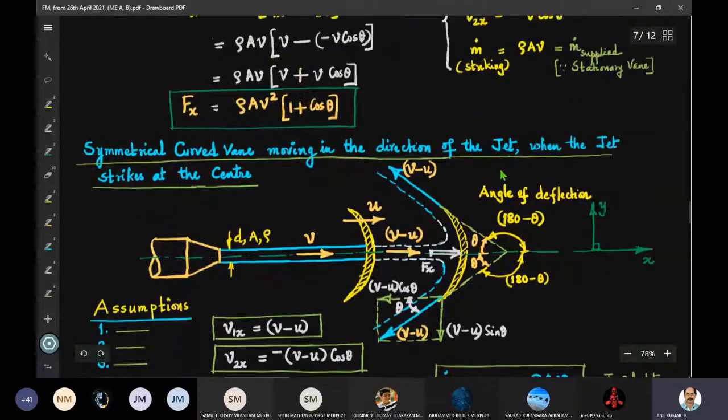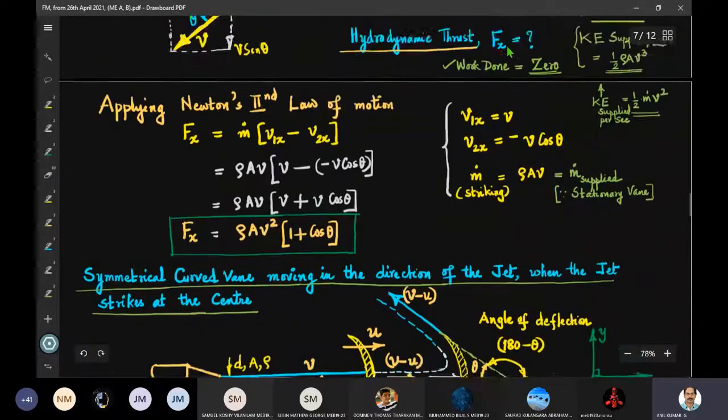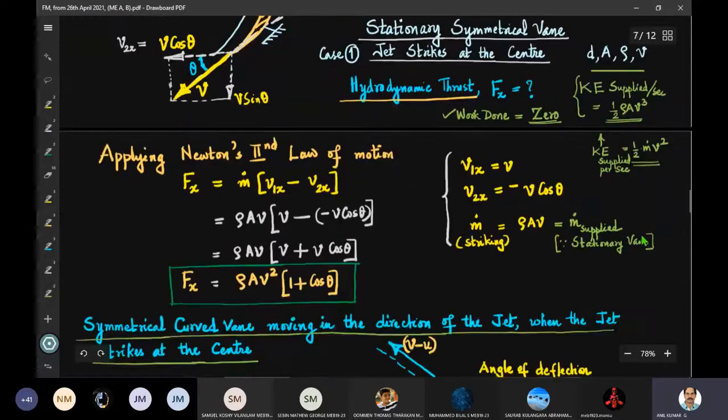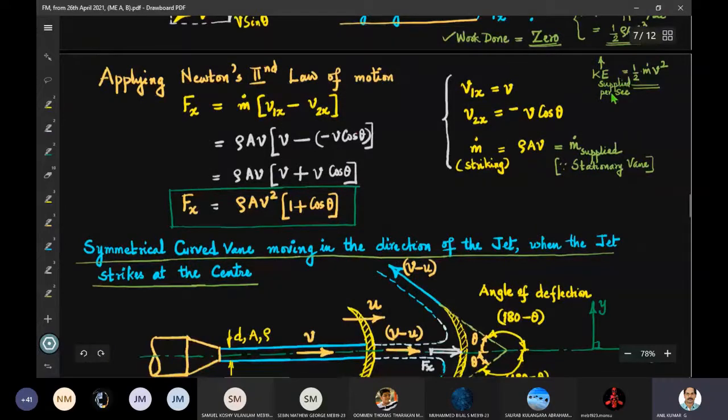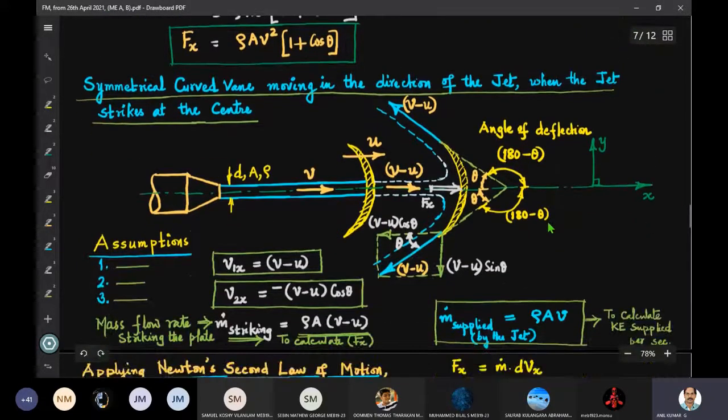So in this case, there is no velocity of the plate. Plate is stationary, work done is zero, output power is zero. So efficiency is also zero. Even if the input is half m dot v square, it is half rho A v into v square, half rho A v cube, just like in the case of flat vane, the very same expression, kinetic energy supplied by the jet.